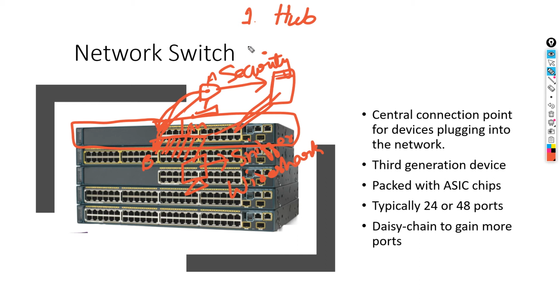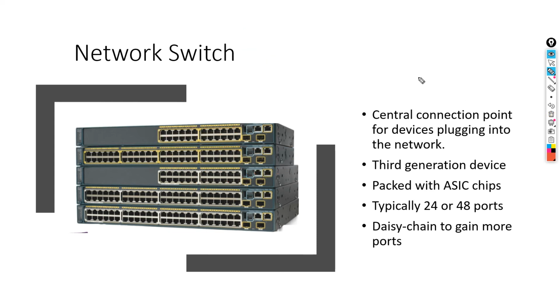Then came the second generation, which was a bridge. Okay, let me just clear this, erase, delete this. So the first generation would be the hub, and the second generation is a bridge. Okay, what was a bridge?